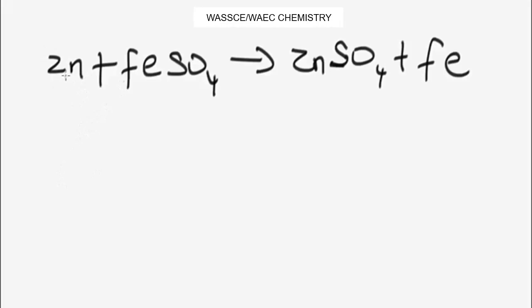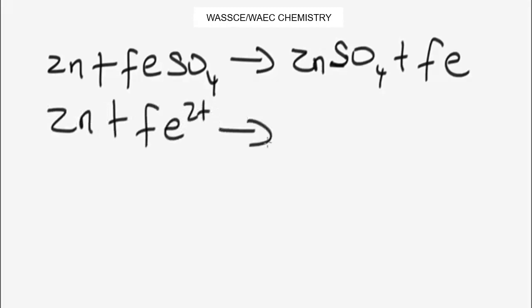Now, this is a displacement reaction. If we check in the reactivity series of metals, zinc is more reactive than iron. So since zinc is more reactive than iron, it is able to displace iron in its compound of iron sulfate. Okay, so to write the ionic equation, it is going to be zinc atom reacts with iron 2 ion to form zinc ion plus iron atom.